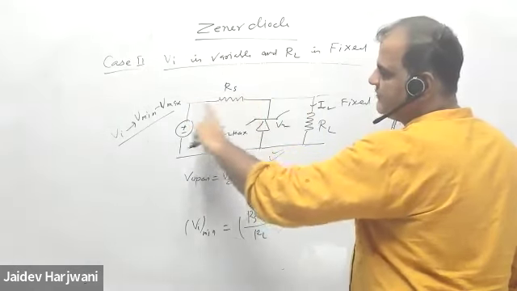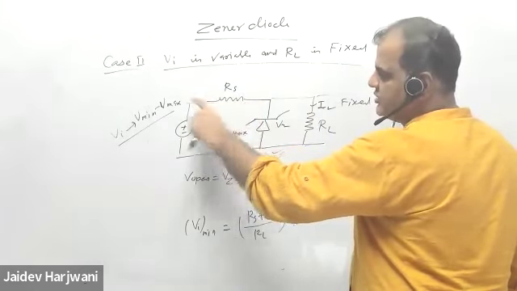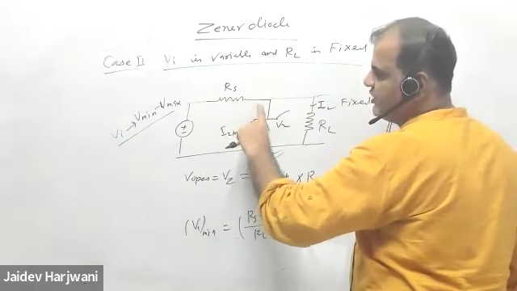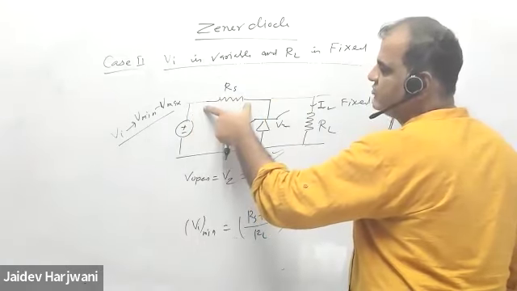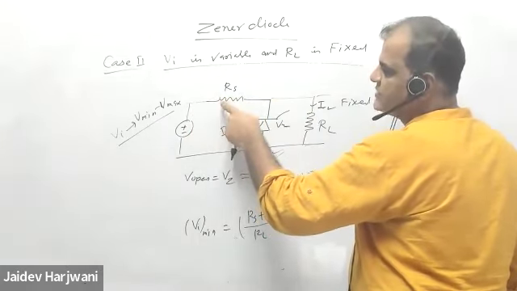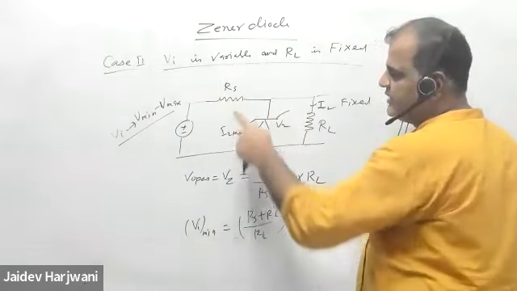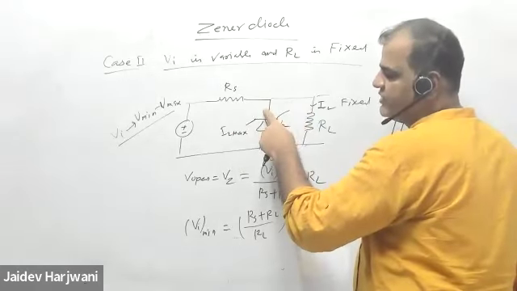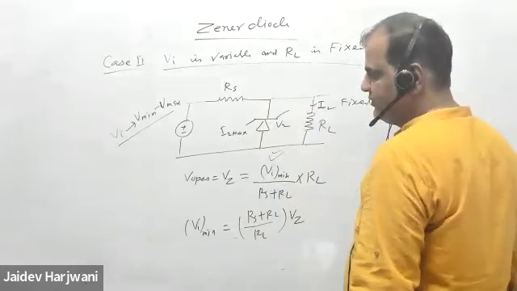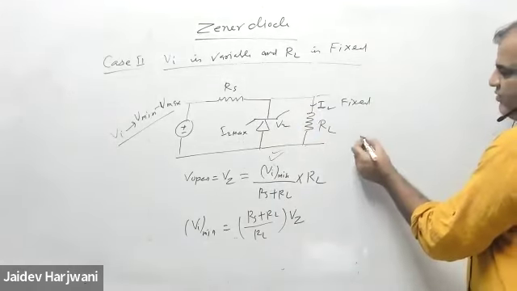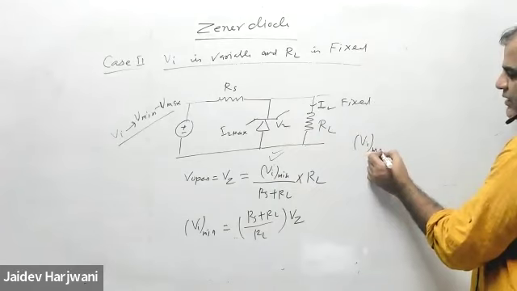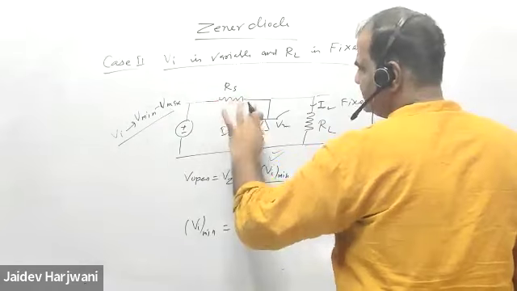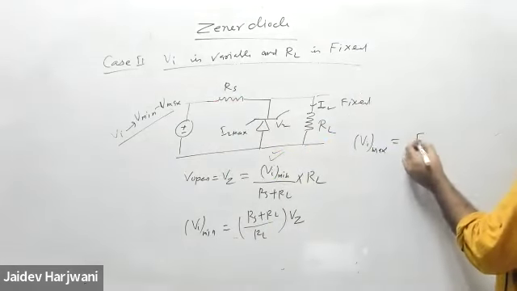So only the applied voltage is increasing. Here the load voltage is fixed, so this voltage will change. This voltage is the sum of this voltage and this voltage. When this is fixed, further increasing it, only this voltage will increase. Now this voltage increase means current will increase, and since this current is fixed, this current will increase. This current can go up to Iz max. So my Vi maximum will be equal to this plus this. So this will be IR.